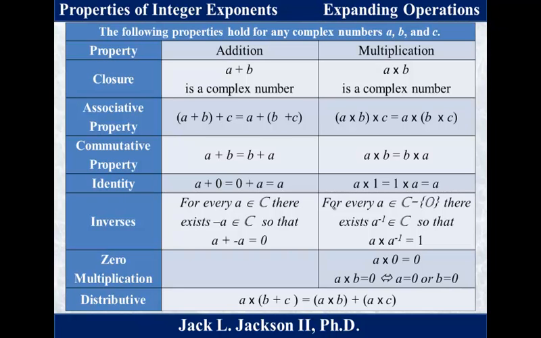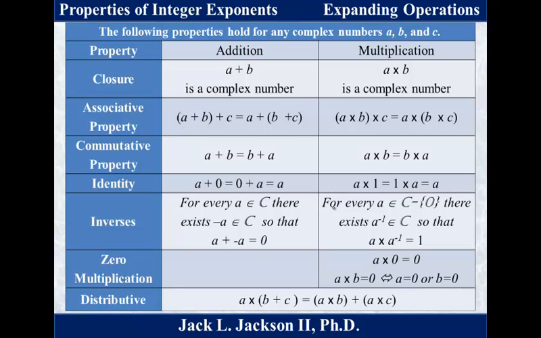We have identities. The additive identity is 0. When we add it to any number, the number stays the same. And the multiplicative identity is 1. When we multiply by 1, that number stays the same. We also have inverses. For every number, there exists an opposite number, so that when you add it to the original number, you get the additive identity, which is 0. That number is called the additive inverse. So, for example, the additive inverse of 3 is negative 3, and the additive inverse of negative 3 is positive 3.